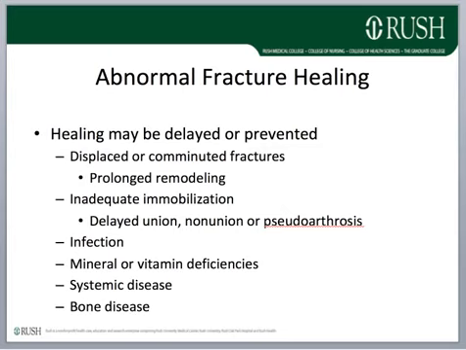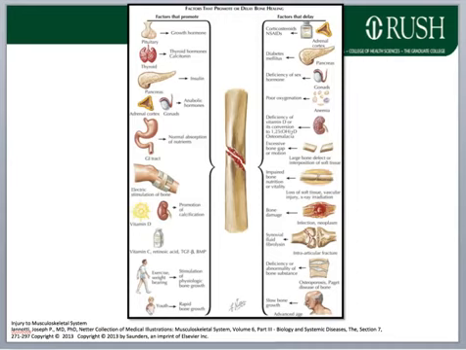And then there's also complications from the usual suspects: infection, if there's some kind of mineral or vitamin deficiencies that don't allow for proper mineralization of bone. Also systemic diseases, or if the bone is diseased itself. So this image just summarizes the factors that promote bone healing, which are good things, and the factors that delay bone healing or prevent bone healing at all.